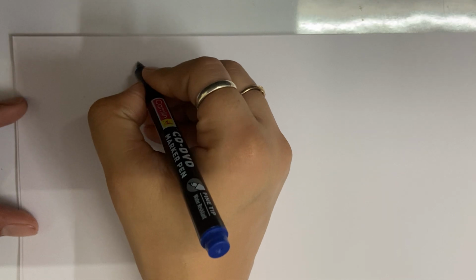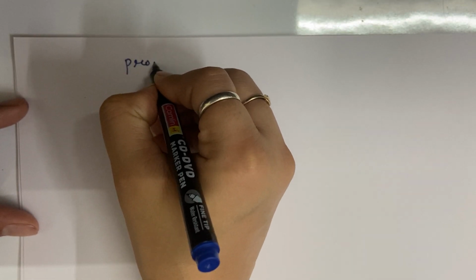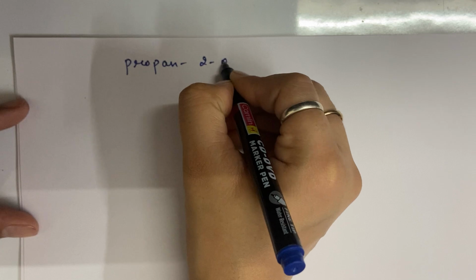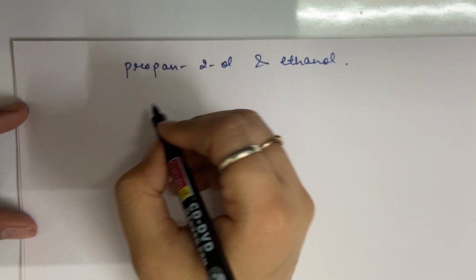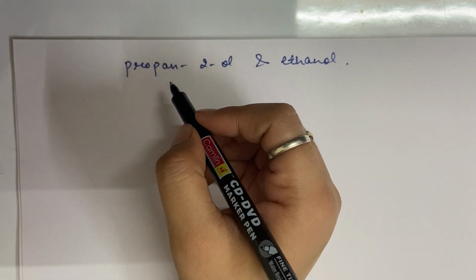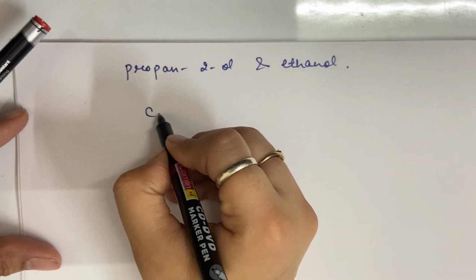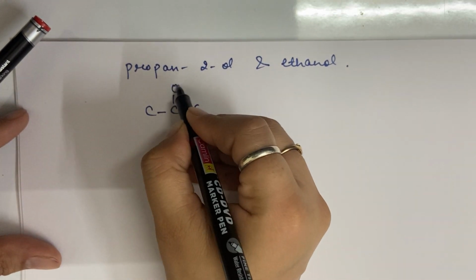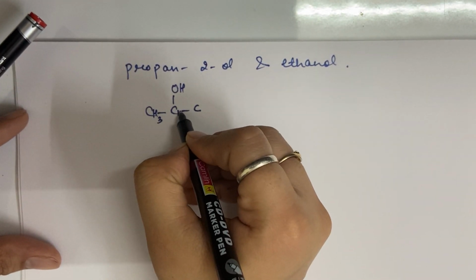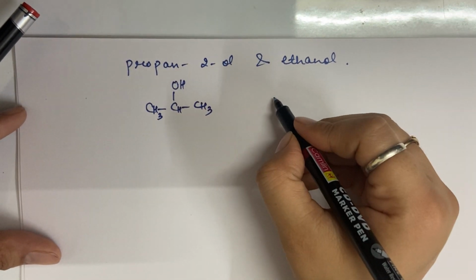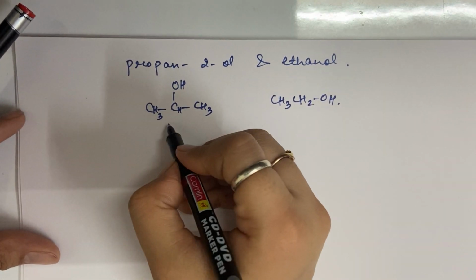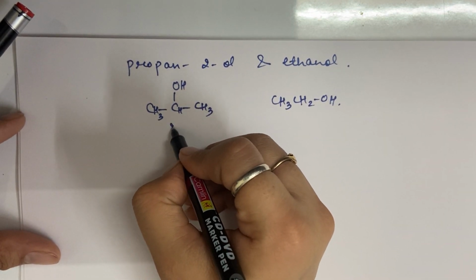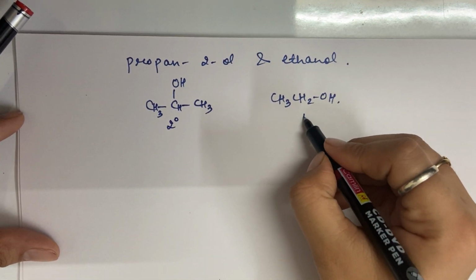You have to give a distinguishing test between propan-2-ol and ethanol. For this, first you have to draw the structures; you can try on your own also. For propan-2-ol, it will be C, and on the second position it is OH. You can write CH3 here, H here, and CH3 here. In the case of ethanol, it is CH3, CH2, OH. The carbocation which will form here will be secondary, and the one which will form here will be primary.